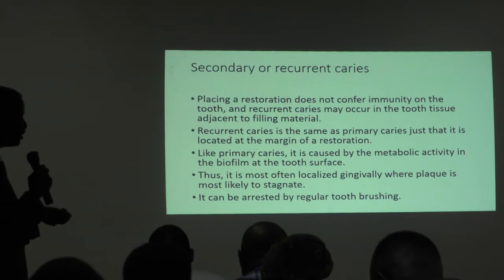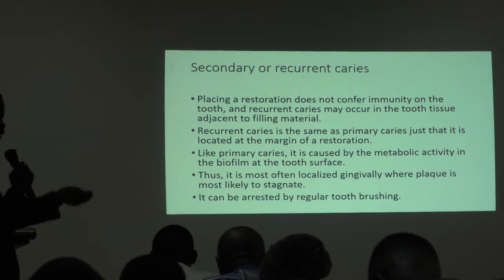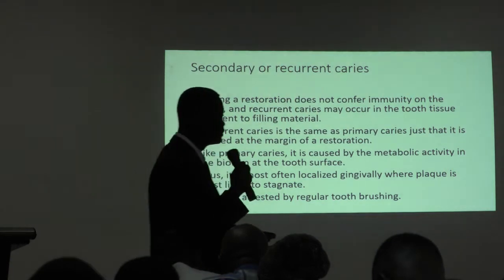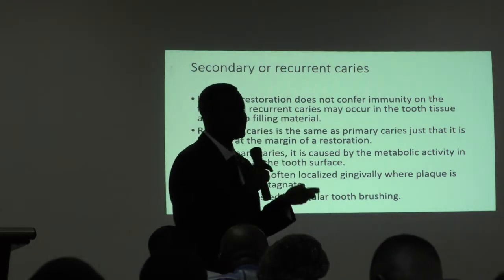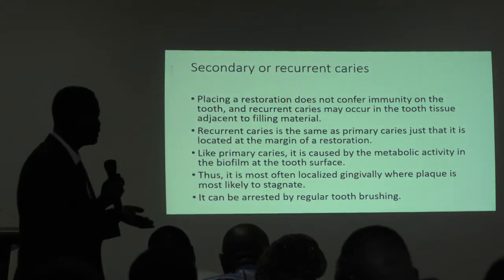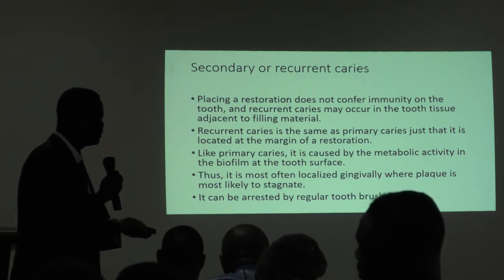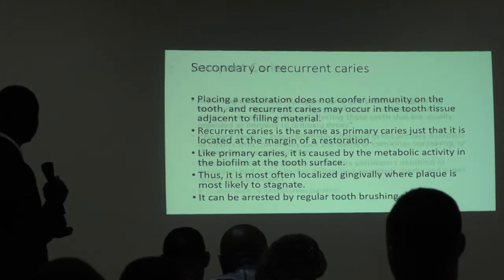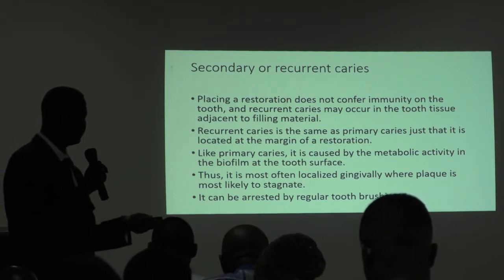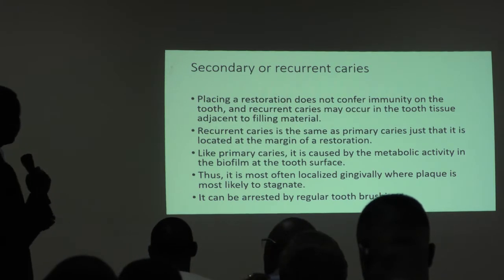Now I'm talking about secondary caries, whereby you have a filling, a cavity, a caries that developed under the filling, which I showed you here. Based on the site, we have pit and fissure caries, depending on the site, or smooth surface caries, or the internal caries. So I talk about this secondary or recurrent caries, whereby we have a filling, but the cavity has developed under it.